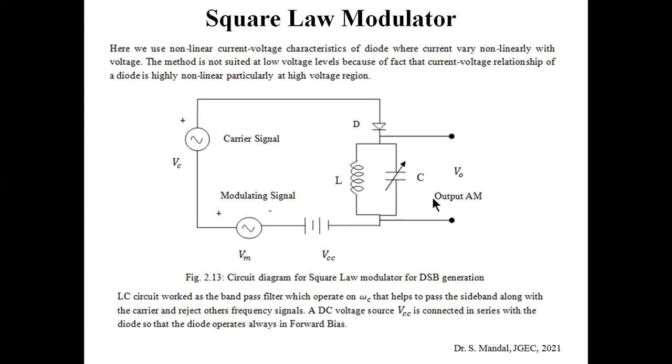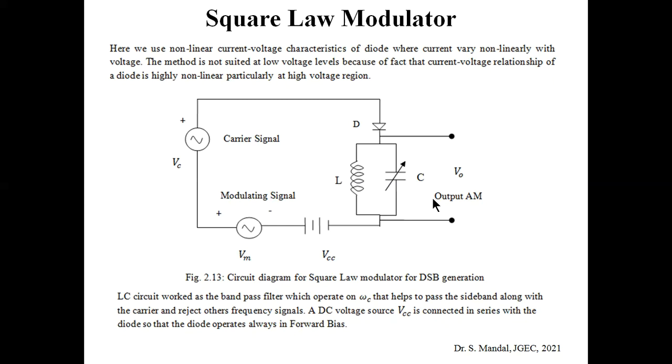So the square law modulator, as the name suggests, square law. Here we use a non-linear device whose current voltage characteristic is non-linear in nature. That means current varies non-linearly with the voltage. One such kind of device is the diode. As we already know, the equation for the diode is id equal to is into e to the power qv by kt minus 1.